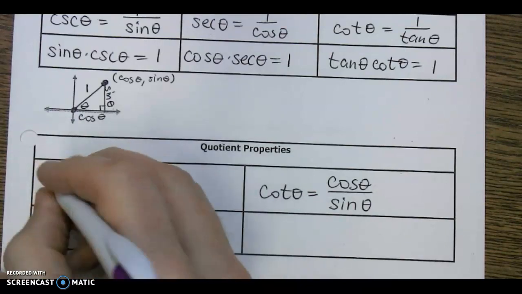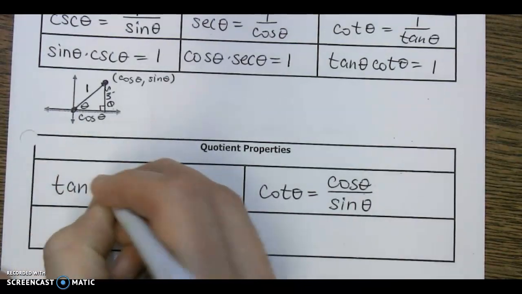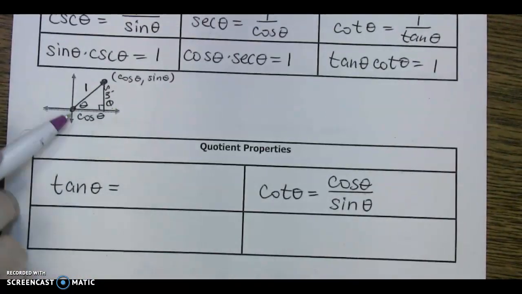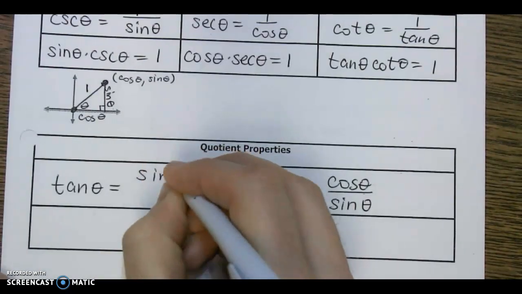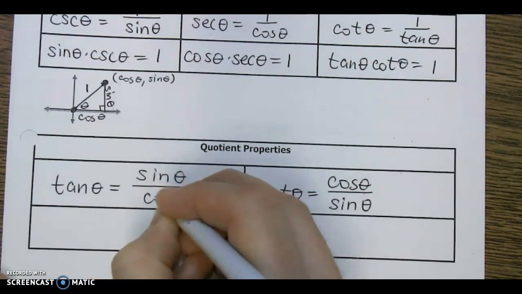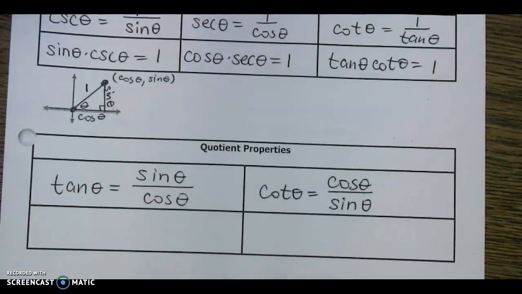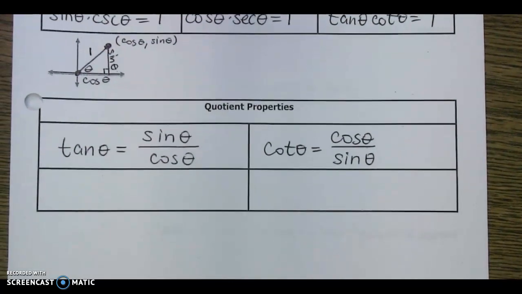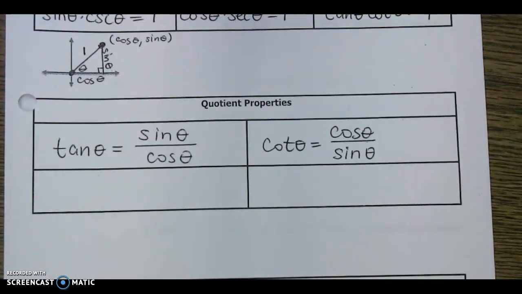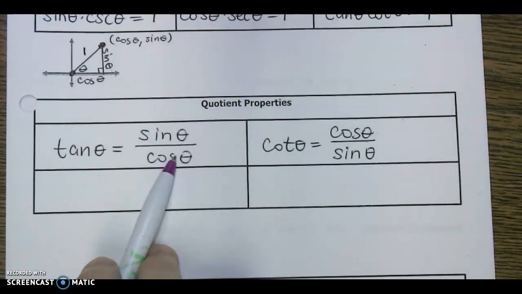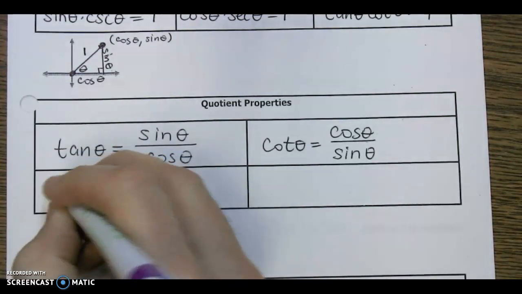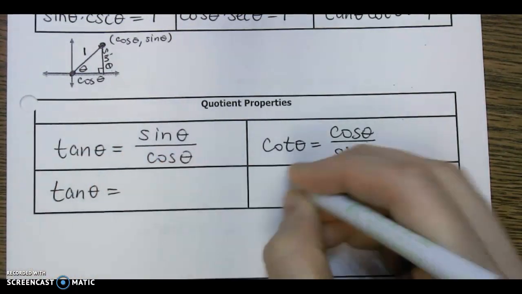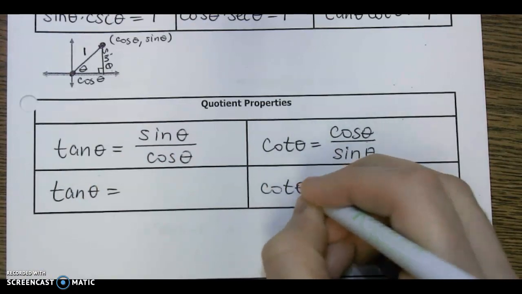So let's find tangent as well. Tangent is opposite over adjacent, so sine over cosine. Now, those are really the only two quotient properties, but what we're going to do is take the reciprocal properties and change these into cosecants and secants. So we're going to make another one for tangent, and we're going to make another property for cotangent.